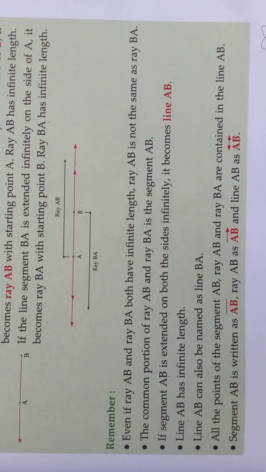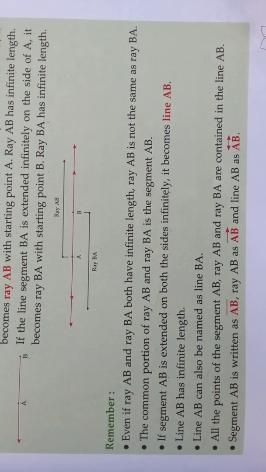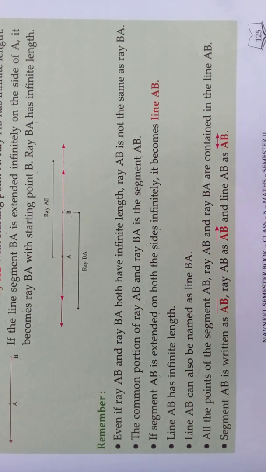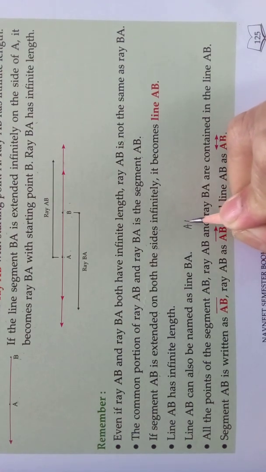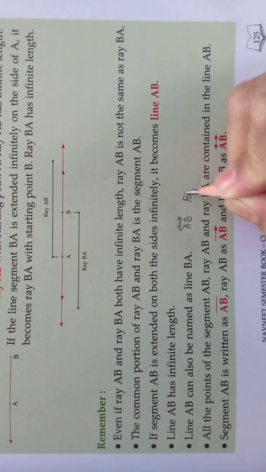That means it won't have a finite length. We can't measure the length of the line. So infinite means we can't measure. Line AB can also be named as line BA, because both the ends are extending. So we can name line AB as line BA.